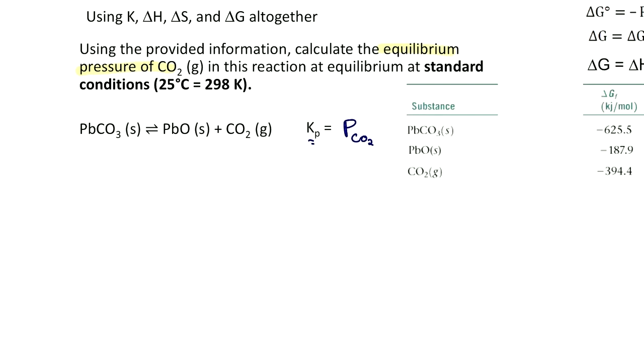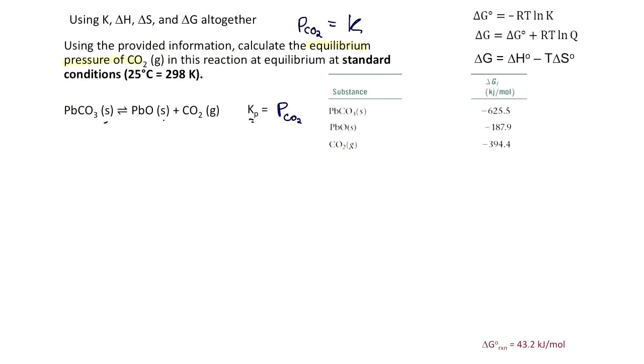what is the equilibrium pressure of CO2? And it's equal to K. So that means if we calculate K, we get the equilibrium pressure of CO2. So that's nice because we do not include the solids in the K expression. Great, so if we calculate K, we get pressure of CO2.